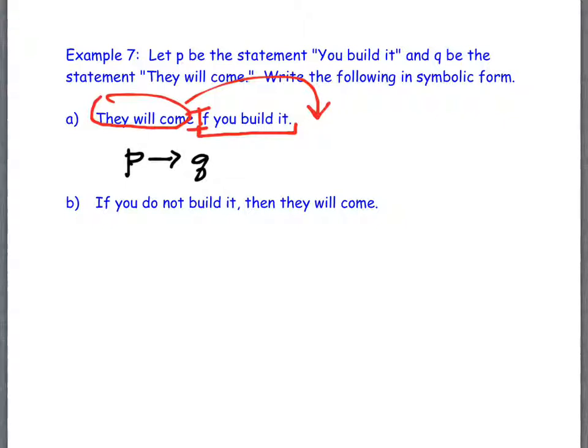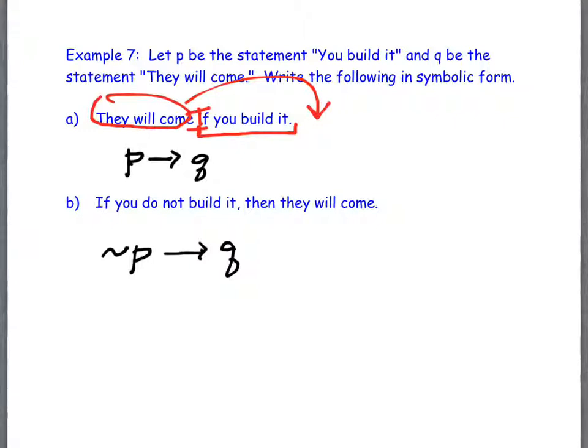Yeah, that tilde. We encountered a tilde last time. That was an awful one. Let's try again. And the tilde means the word not. It's the negation. So this one would be tilde P implies, in this case, Q, because the negation does not apply to the second part. It doesn't say then they will not come. It just says they will come.